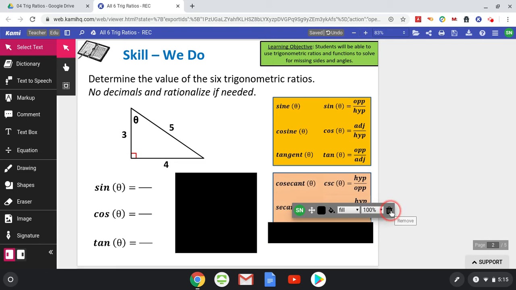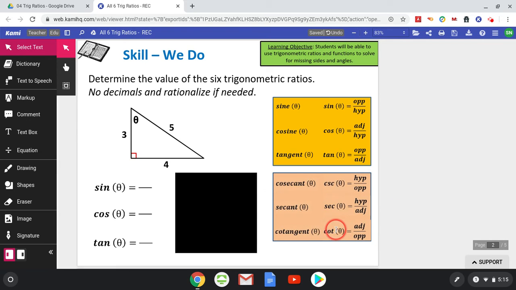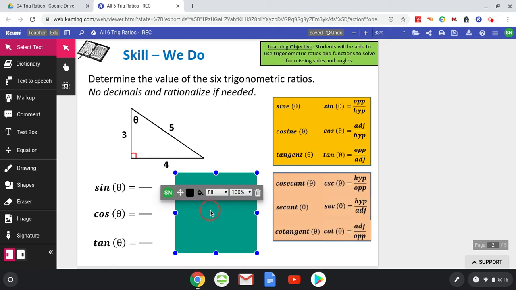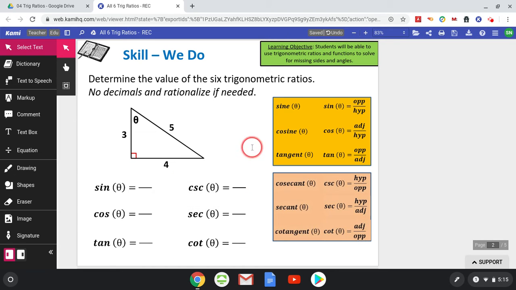As you might have guessed, the last one, which is named cotangent, would be the inverse of tangent. Tangent is opposite over adjacent. Cotangent is adjacent over opposite. So now that we know that, we are going to fill out the different ratios.